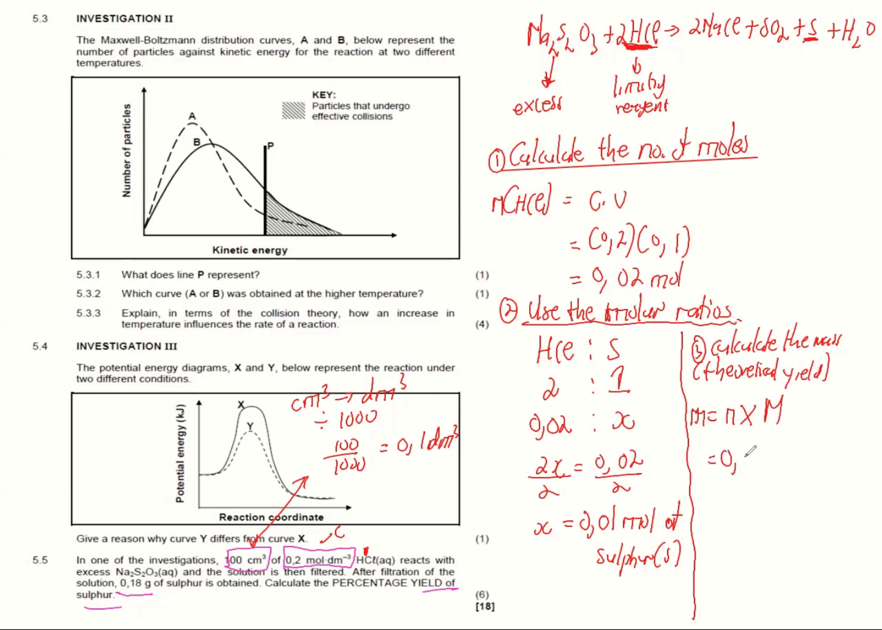So our number of moles is 0.01. And then what's the molar mass of sulfur? Molar mass of sulfur is 32, I believe so. And then this is going to be what? 0.01 multiplied by 32. And then we get 0.32 gram, right? So this being our theoretical yield.